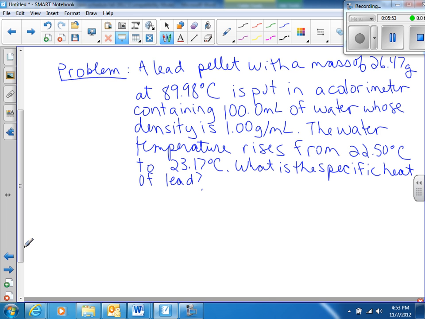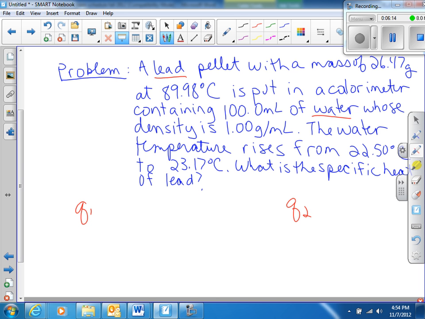Okay, in this problem we have lead and we have water. The reason why you know this is a Q1 equals negative Q2 problem is because you have two separate substances. So we know we're going to have Q1 and Q2. Instead of writing Q1, we'll just write Q of lead and Q of water, H2O. And we know that Q of the lead will equal negative Q of the water.